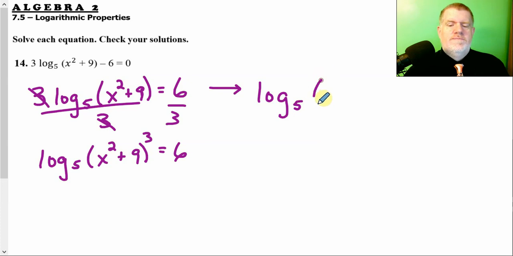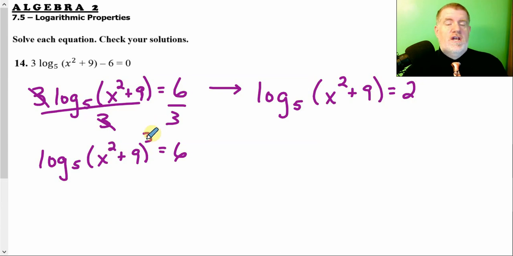Well, you know what? This is going to be a lot easier than taking x squared plus 9 to the third power. See, that's what logs help us do. They help us make things a little easier. So, phew, glad we caught that before we went through with that. I wasn't excited by that problem. But now I've got this.